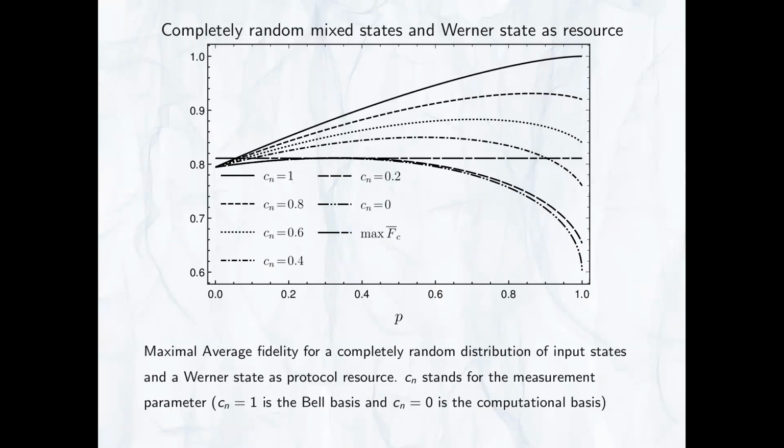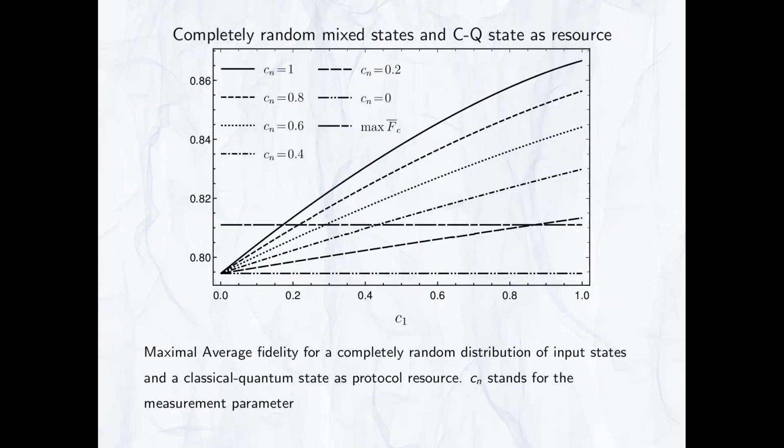But it is surprising that if you take separable states that are here and take lower values on your measurement, you still have a lot of useful protocol. We are taking off the entanglement of the measurement, and here we have classical quantum states as resource.